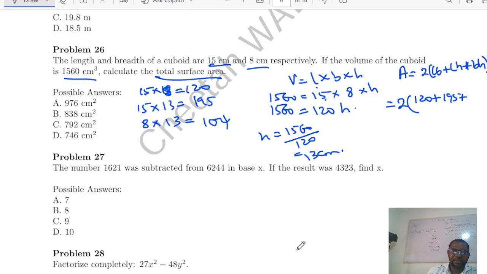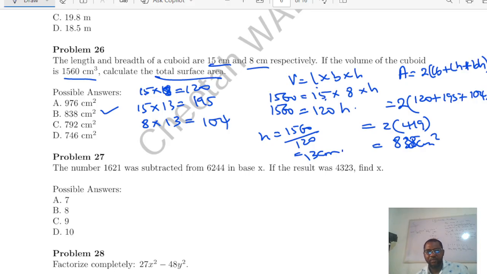Okay, so that means I'm going to add all of this. This is going to be 2 into, so 120 plus 195 plus 104 is 419. Then multiply the answer by 2. It is 838. So this is 419, 838 centimeters squared. So the answer to this question is A. Quite easy, right?